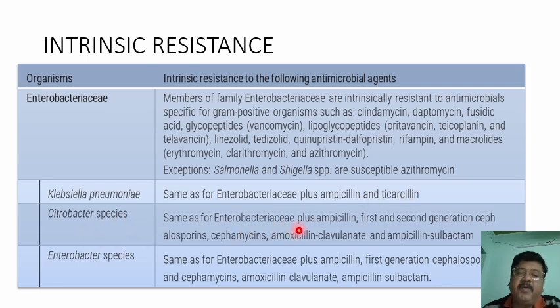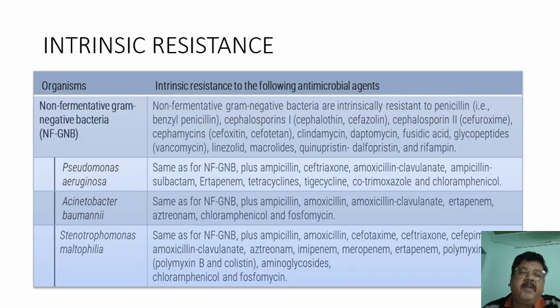Citrobacter species: same as Enterobacteriaceae plus ampicillin, first and second generation cephalosporins, and cefamycins, amoxicillin-clavulanic acid, and ampicillin-sulbactam. Enterobacter species: same as Enterobacteriaceae plus ampicillin, first generation cephalosporins, and cefamycins, amoxicillin-clavulanic acid, ampicillin-sulbactam.